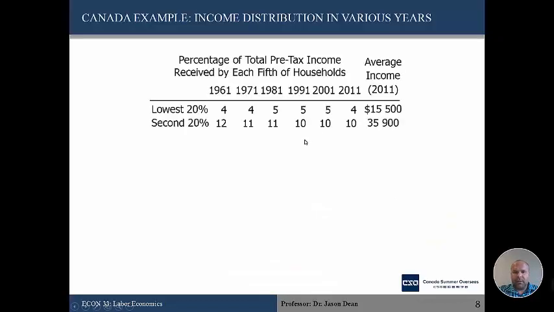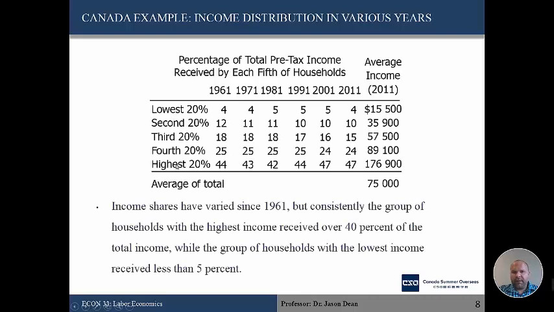Okay, so we have our 5 different groups. In 1961, the lowest 20% of the income earners only had a 4% share of the total income. So you could think of that as they only had a 4% share of the economic pie, the overall economy's wealth. Whereas the top 20% have 44% of the overall wealth.